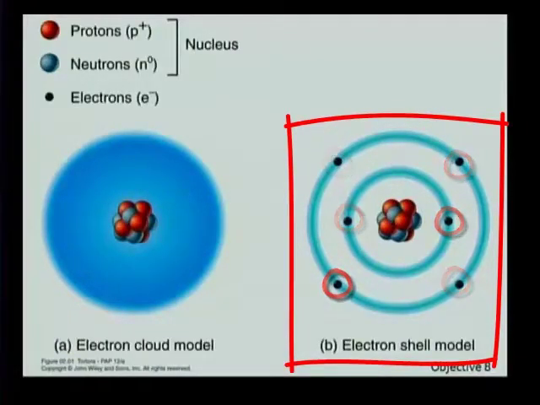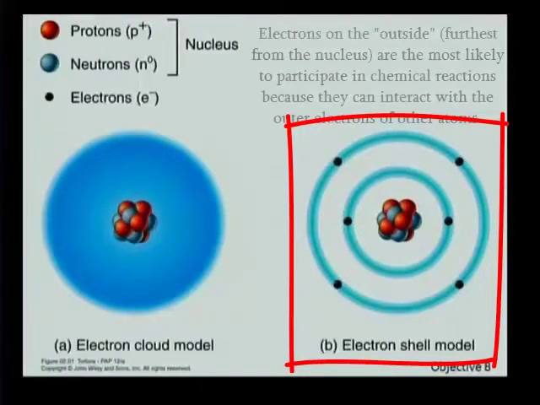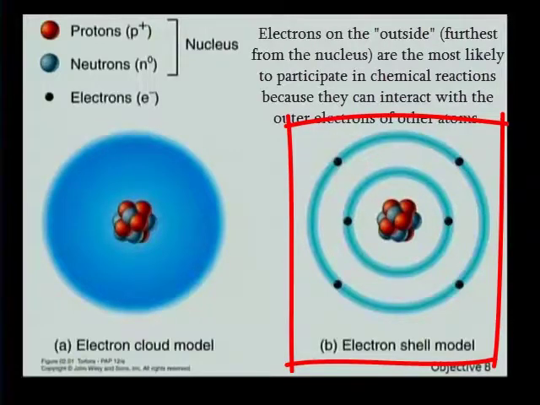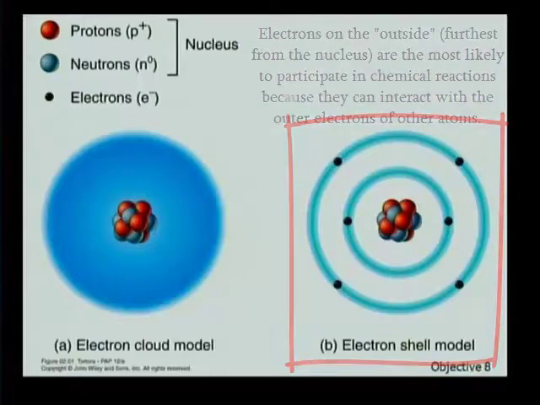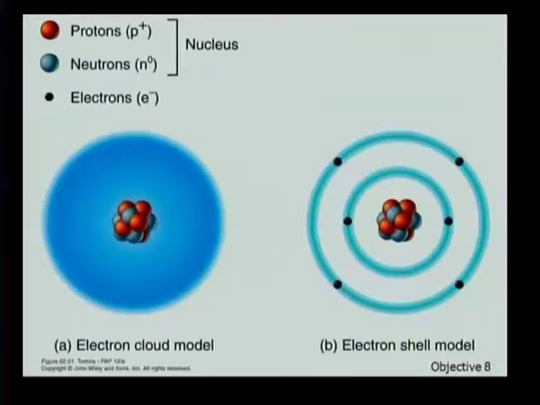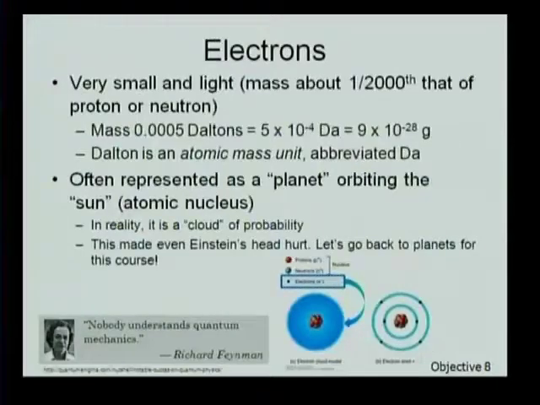We find the electron shell model really useful for the chemical properties of life that we're going to talk about in this course, and so that's mainly what we're going to focus on. But we always want to remember that the electron cloud model is the more correct one. We're just using the electron shell model for our convenience.